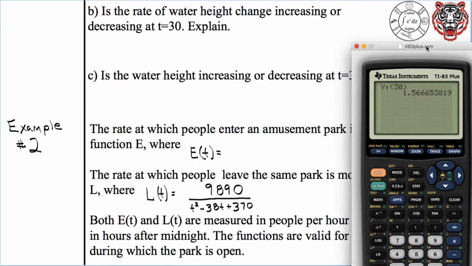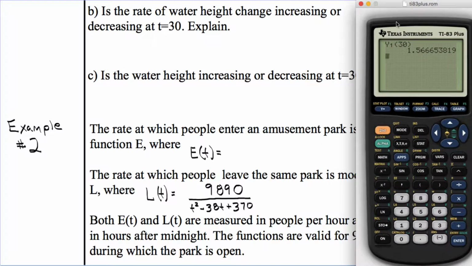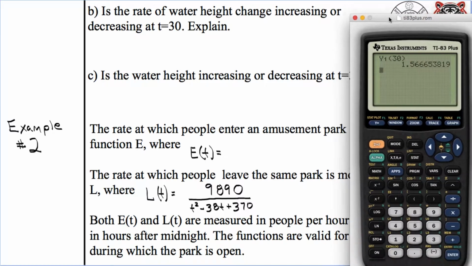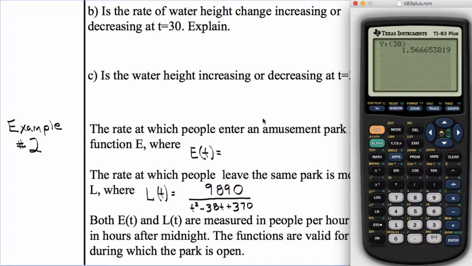I'm not sure. I don't think we're going to get Part B. Is the rate of water height change increasing or decreasing? I was just kidding. We're not writing example 2 because it'll be the end of class by the time we hit part C. But if you want to get a head start, we are writing B. There's nothing hidden behind the calculator, so it does end right there. Is the rate of water height?